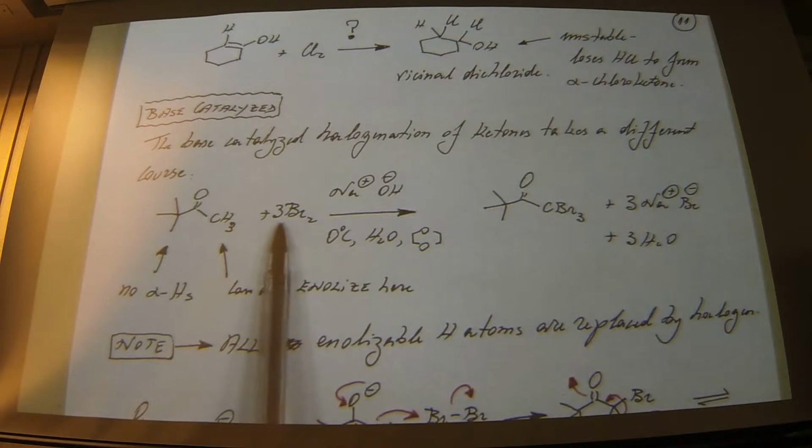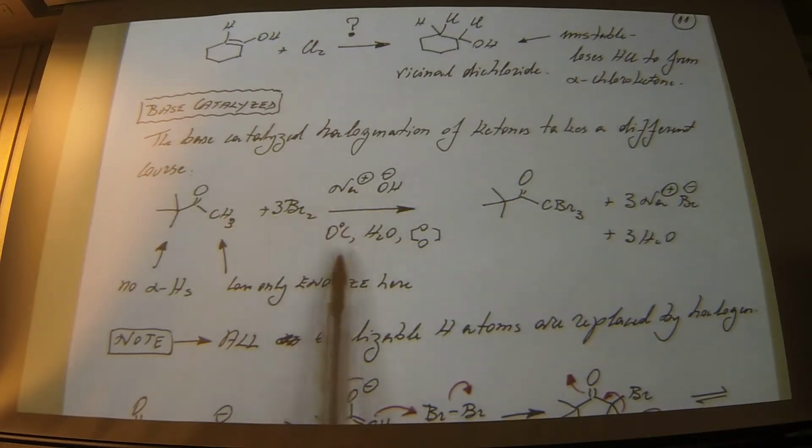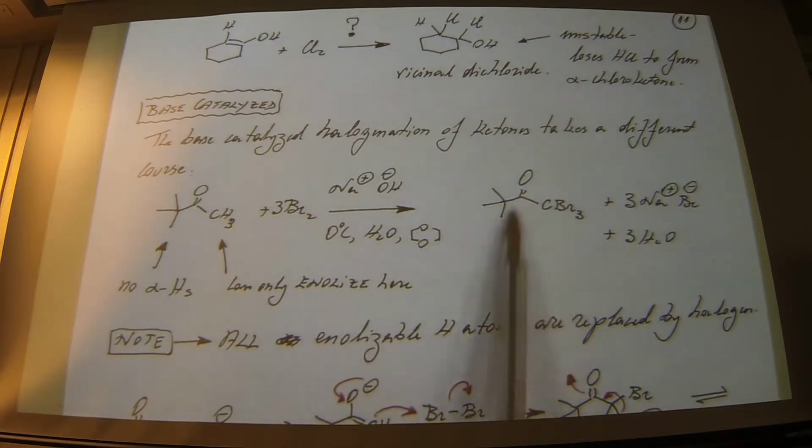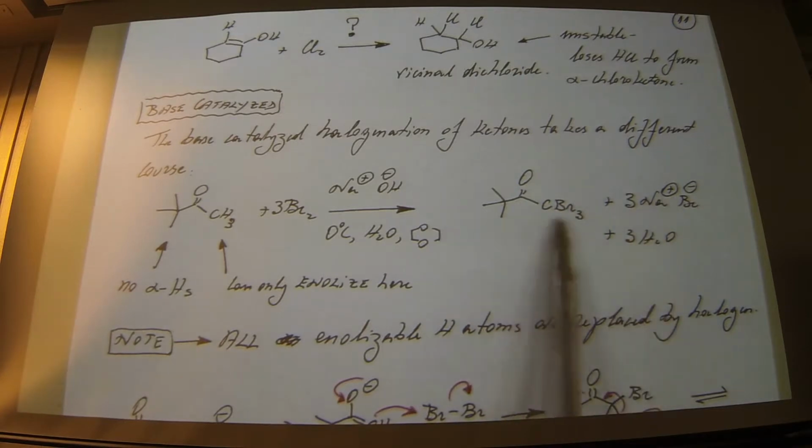So if you treat this with 3 equivalents of bromine and hydroxide and do it at low temperature, you end up with this tribromo ketone. And so notice the difference. If you do this with acid, 1 halogen. You do it with base, all enolizable protons get exchanged, each and every one of them.